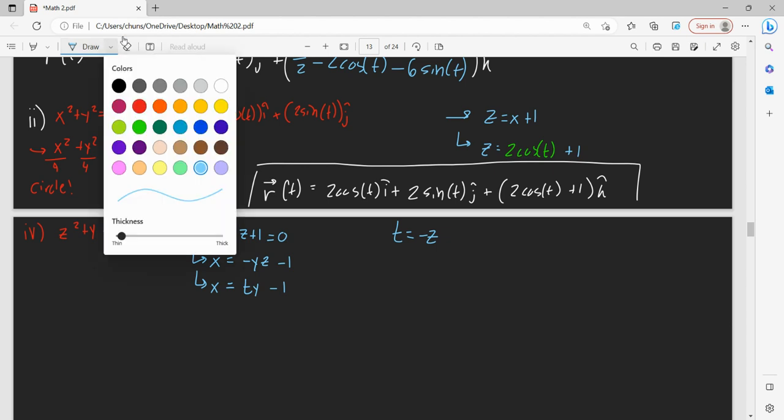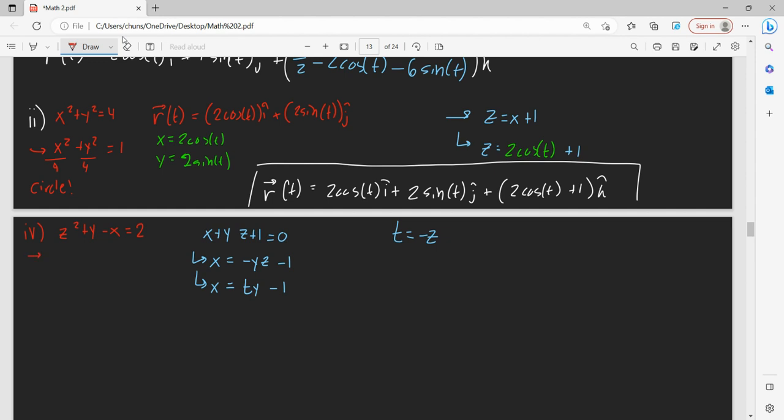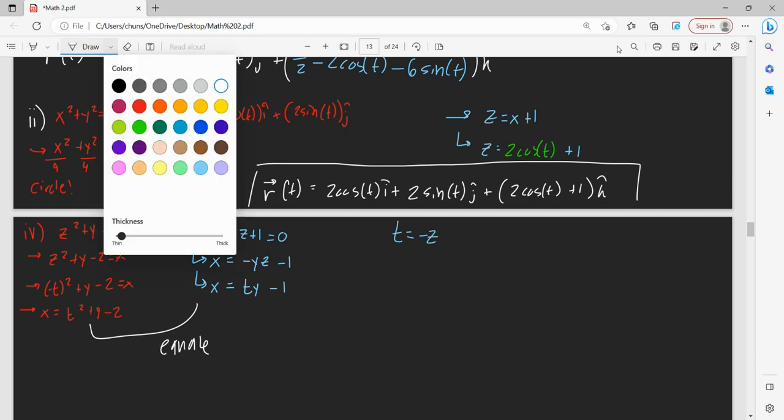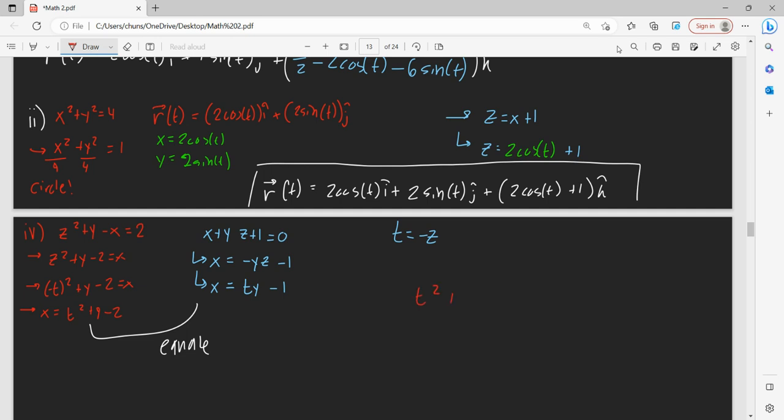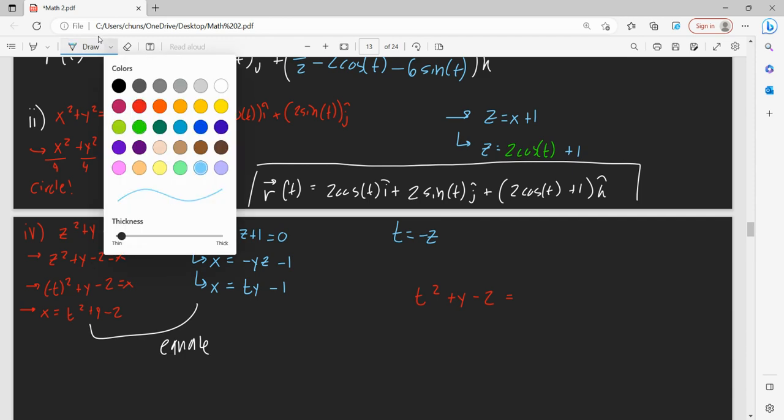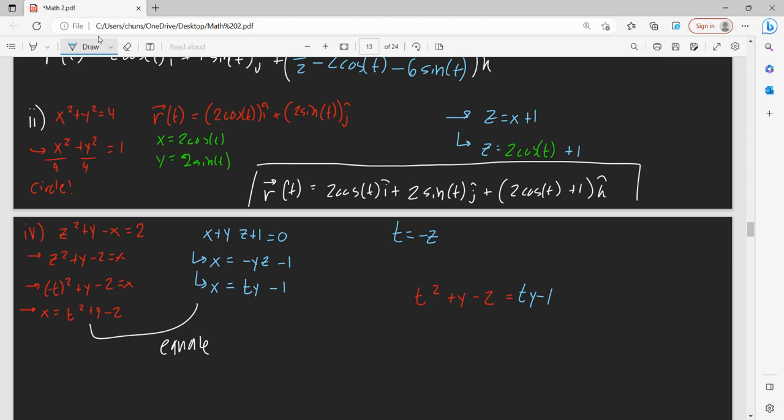And then for our red equation, we isolate for x. This is z squared plus y minus 2 equals x. That's negative t squared plus y minus 2 equals x. So x is equal to t squared plus y minus 2. Now let's equate these two together so we can get rid of some variables. So that's t squared plus y minus 2 equals ty minus 1, and we can isolate for t.